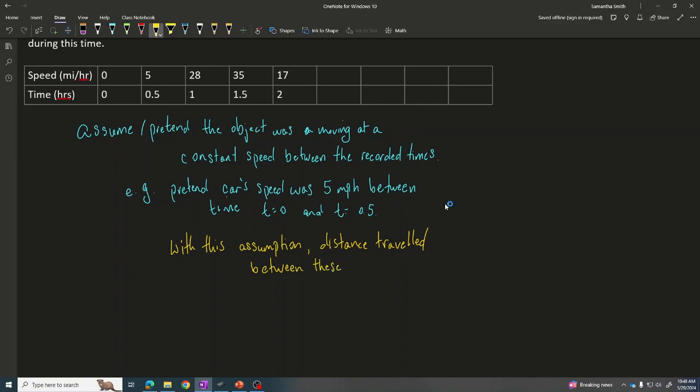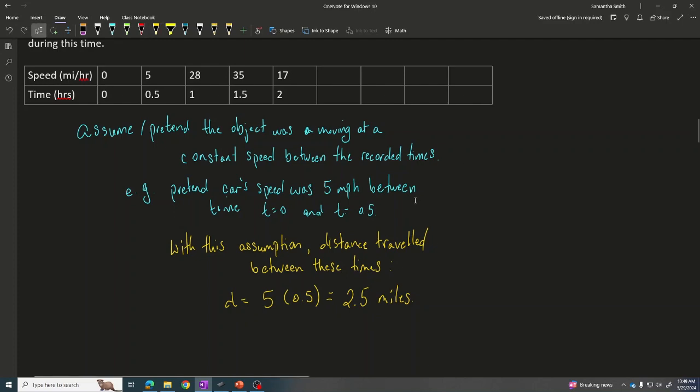I can calculate that the distance traveled between these two times was the speed that I'm assuming was constant times the length of time that the object was assumed to hold the speed. Using that dirt equation, d equals rate times time, I'm going to assume that the car traveled about 2.5 miles in this first time interval.